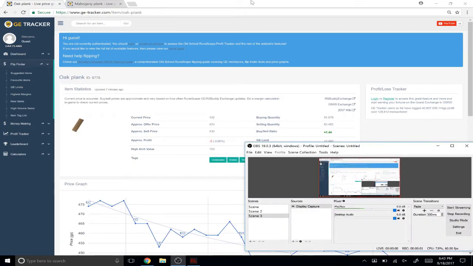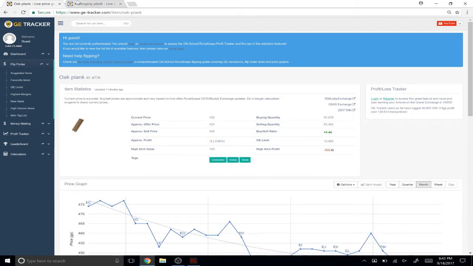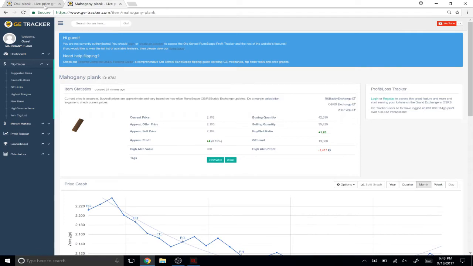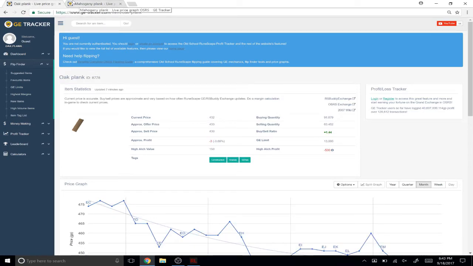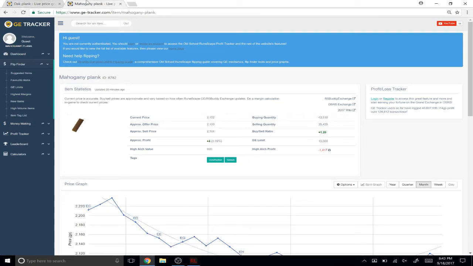I have pulled up another pair of substitute items here, the oak plank and the mahogany plank. Both are used to gain 99 construction. Oak planks are a little bit cheaper, but mahogany planks are faster, I believe. So they are used to train construction here, and they are substitutes for each other if you are going for a 99. So as you can see, the oak plank buy-sell ratio is plus 1.44, and the buy-sell ratio on the mahogany plank is 1.2.